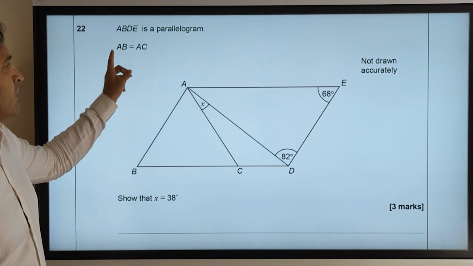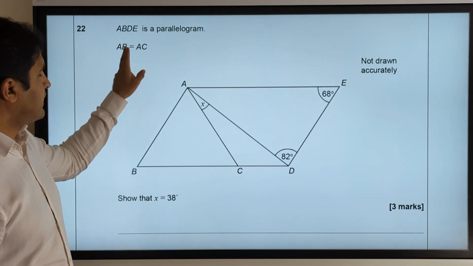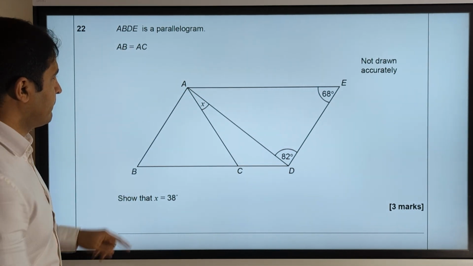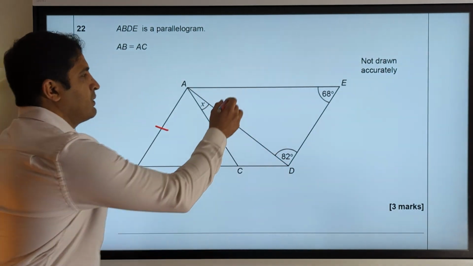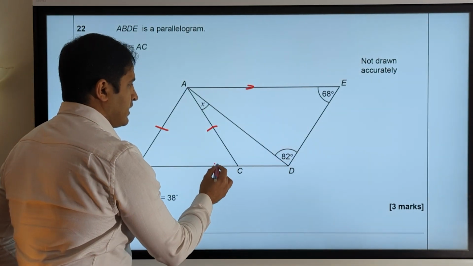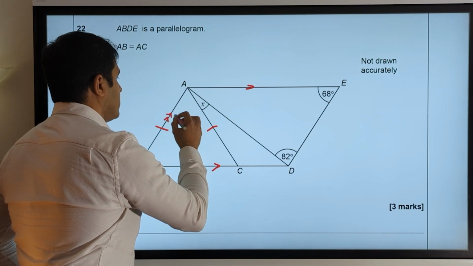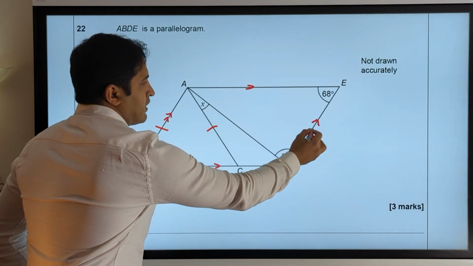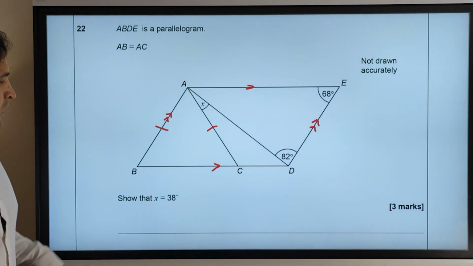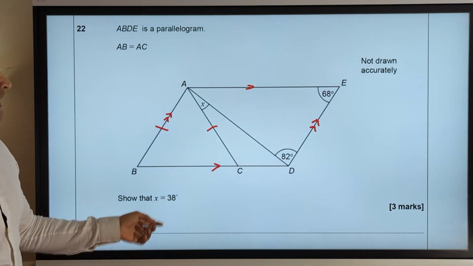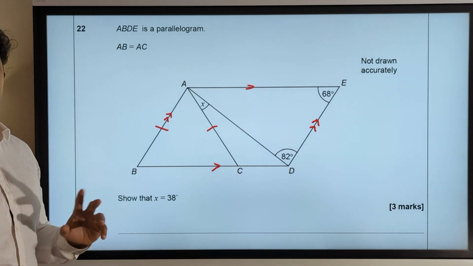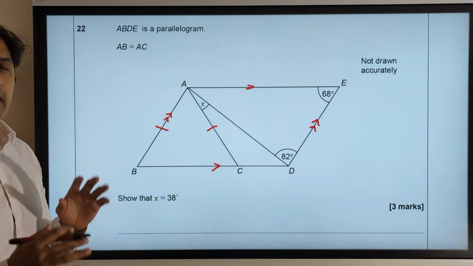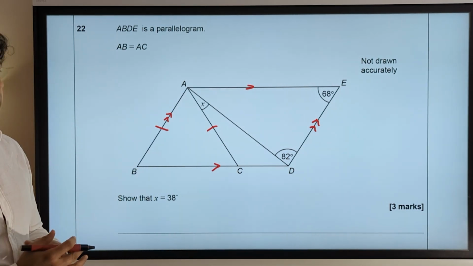The parallelogram where AB is exactly the same as AC. So these two lines are exactly the same, and it's a parallelogram. So we can say this line is parallel to this one, and that one is parallel to this one here. Show that x is 38. We need to show that this angle here is 38. There are a few different ways we can get to that point, and it's entirely up to us how we want to look at it.